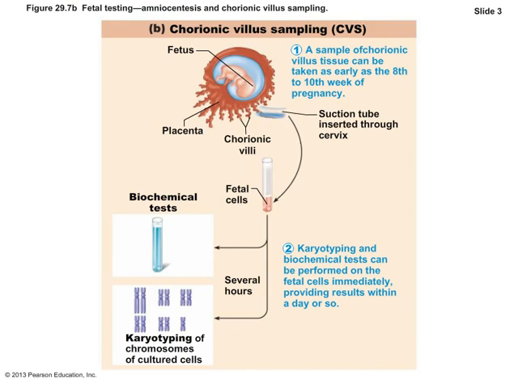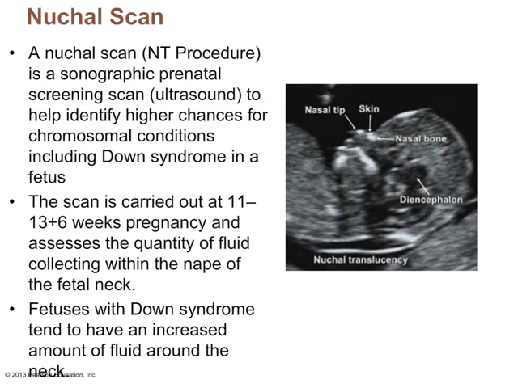Now, more recently, there's a third type of test that we can use to screen for disorders such as Down syndrome. And this test is called a nuchal scan. Now, a nuchal scan is a non-invasive test. Unlike amniocentesis or CVS, we don't have to puncture the amniotic sac or take little bits of the placenta.